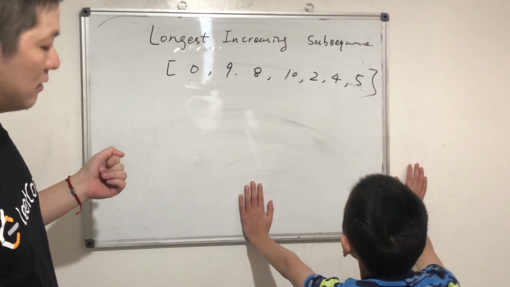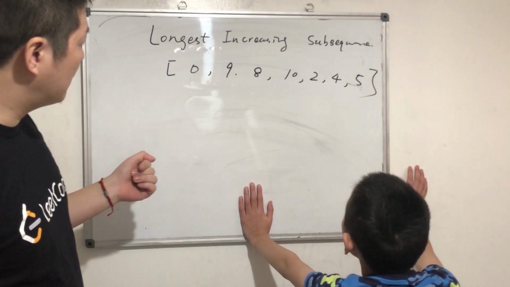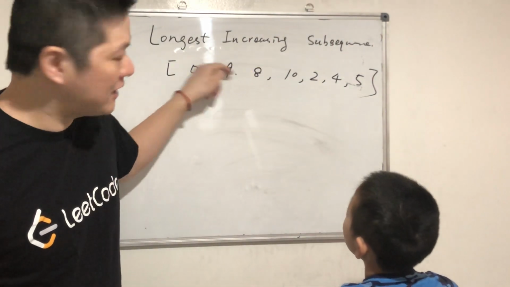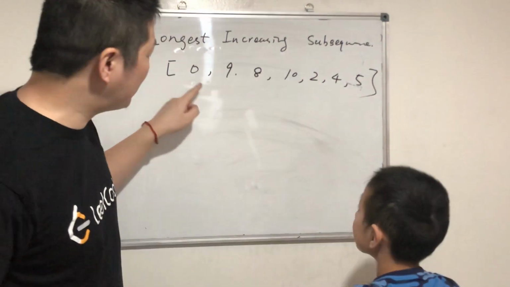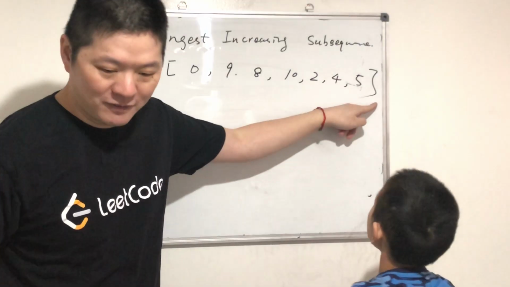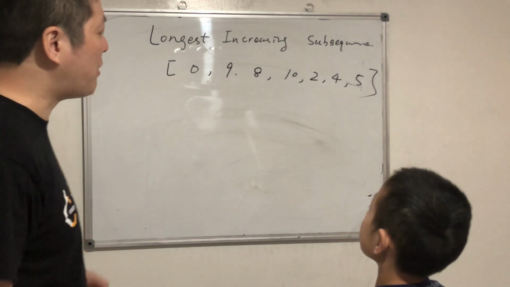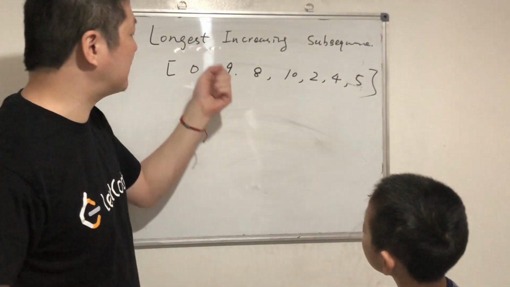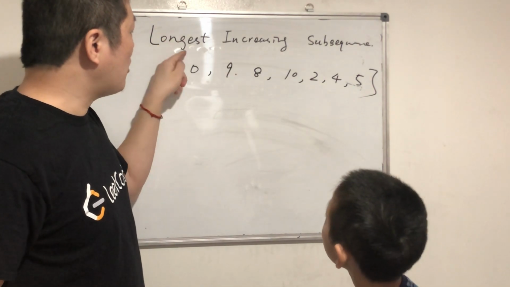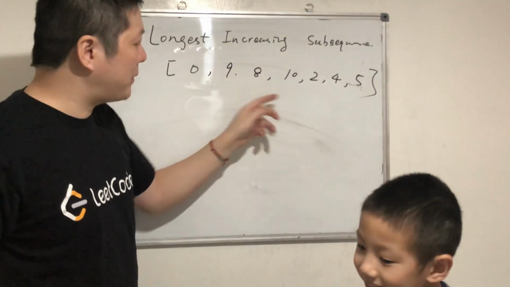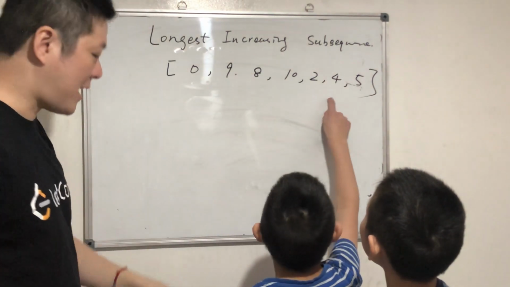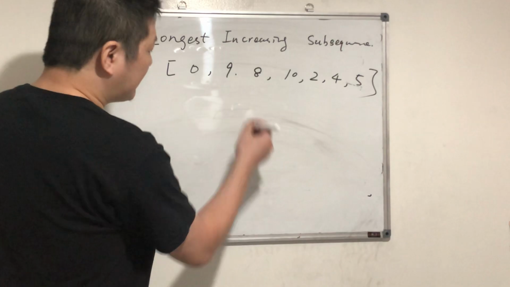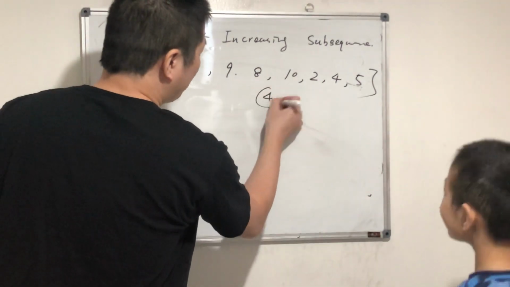How about 0, 9, 8, 10, 2, 4, 5? No, because when you pick 9, you can't pick 8, since this is decreasing, not increasing. So it's always increasing: 0, 2, 4, 5. Our task is to find the longest increasing subsequence, so that will be 4 elements.